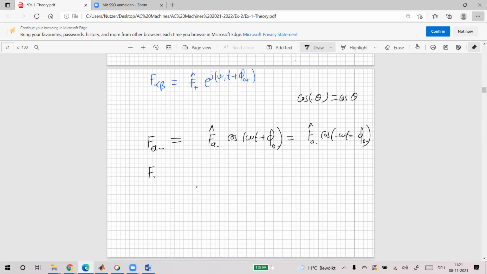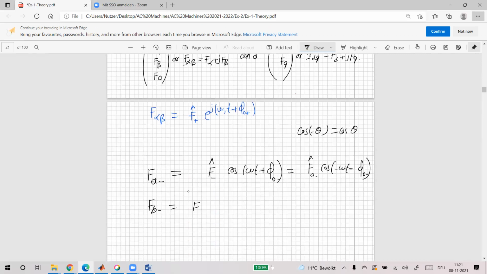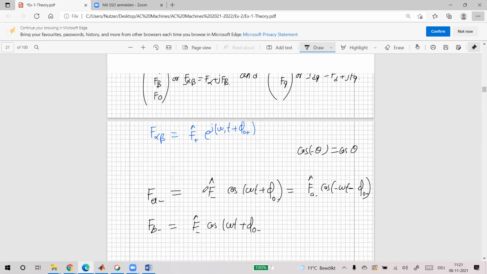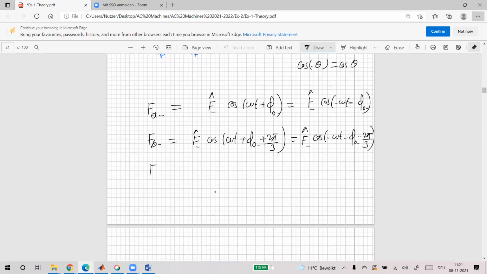The same way, fb minus, so I have to check the notations again. So it is f minus, this is also f minus cos omega t plus phi naught minus, and then is it phi naught minus? Okay. And then this is plus. So I can write it like this: minus omega t minus phi naught, and then minus 2 pi by 3. Is this fine? And the same way I can write my c.